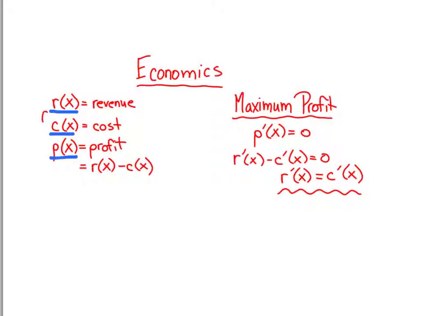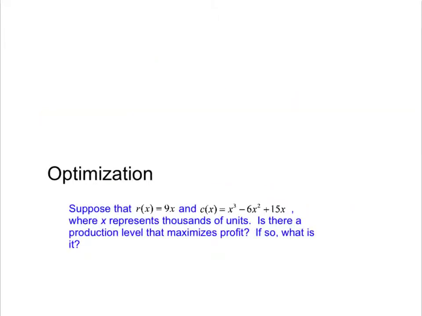Now to maximize profit, we would set the derivative of profit equal to 0. Another way of thinking about it, it's the derivative of revenue minus the derivative of cost equal to 0. Or we could say, when is the derivative of revenue equal to the derivative of cost? So those are some basics in looking at problems of this sort.